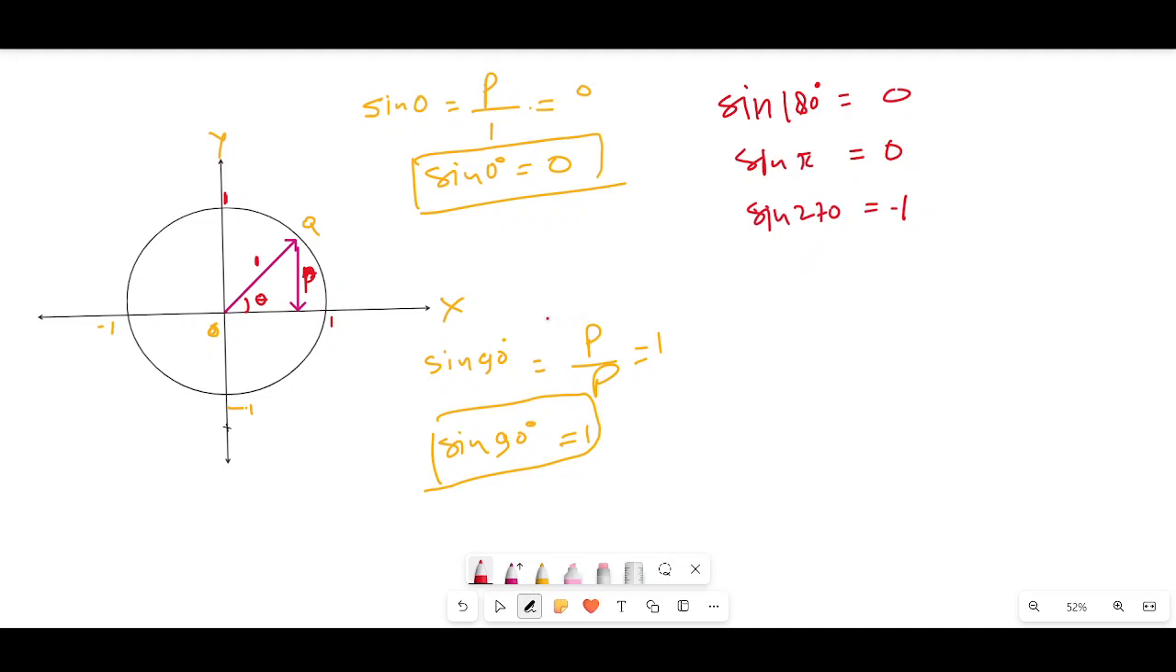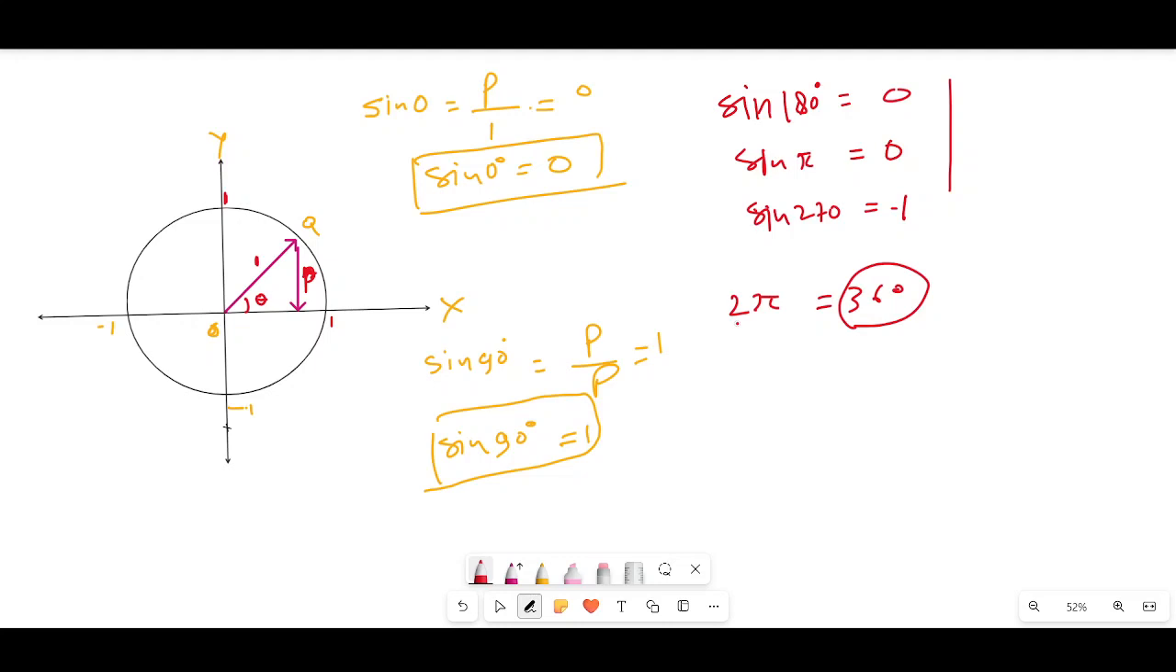Now if you want to find out why this is happening, if you look at the figure of sine 90, you will be able to find out that it is rounding up every time after 2 pi, that means 360 degree, and you will again get the same value after 2 pi.